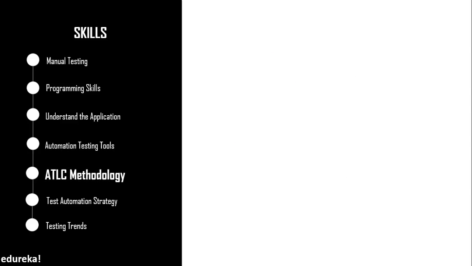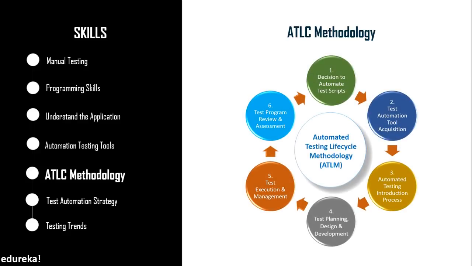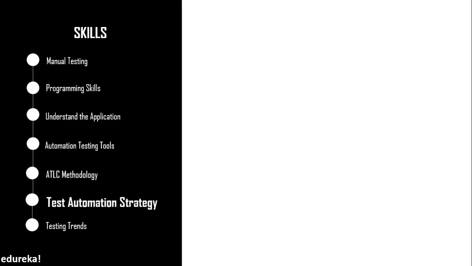Now, next up is the ATLC methodology. ATLC stands for Automation Testing Lifecycle. The way we follow the lifecycle of software development and testing, the same is the way for automation testing as well. To understand and follow the ATLC, one needs to have experience of the following, such as decision making in automated testing, then the test automation tools, automation testing process, then test planning, design and development, test script execution and management, and finally, review and assessment of test programs. Now, for each test automation requirement, a test automation engineer follows the life cycle. And to be a successful automation test engineer, you need to understand the ATLC methodology and execute it in each of your test automation projects.